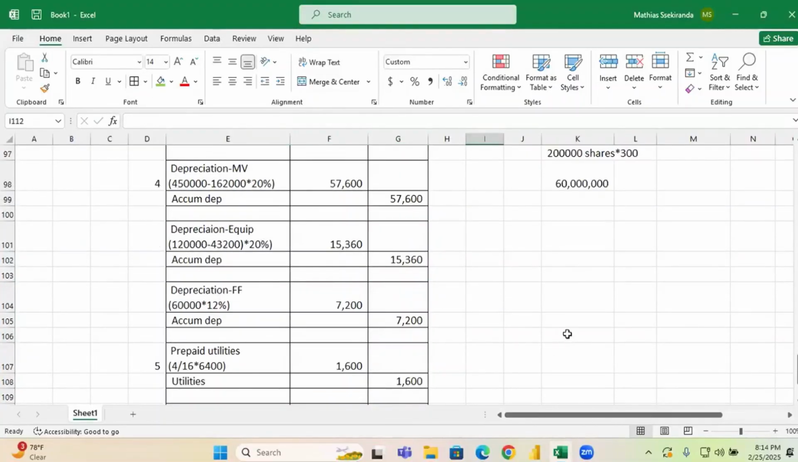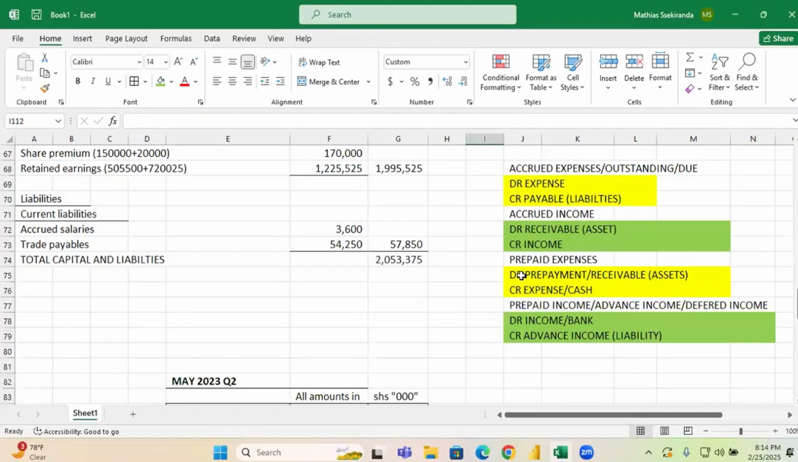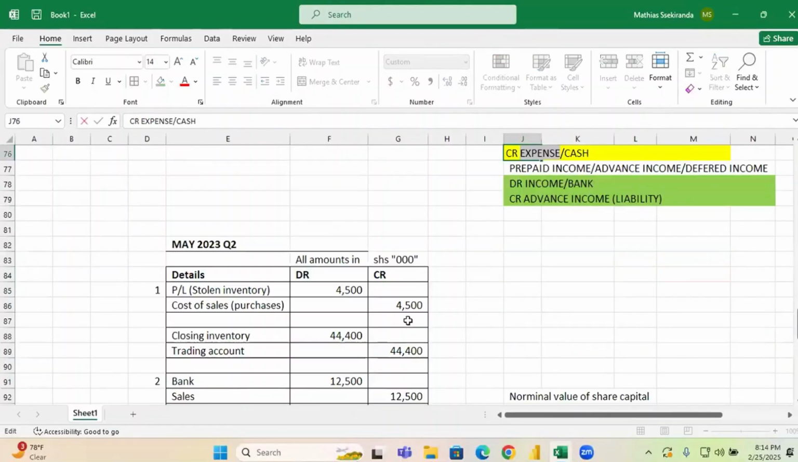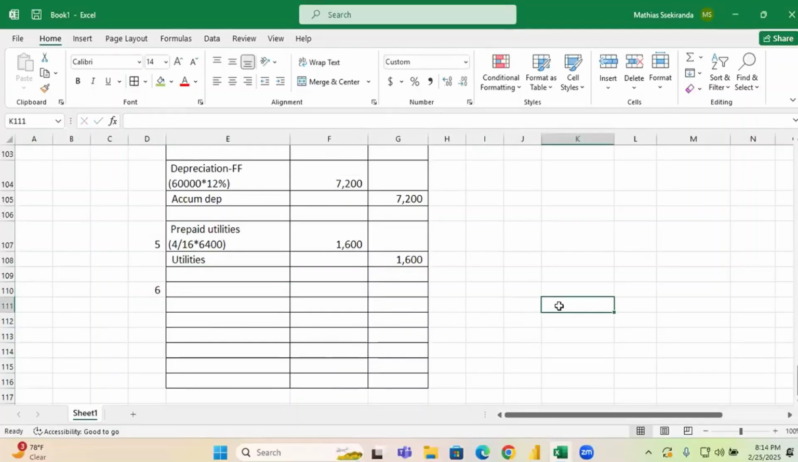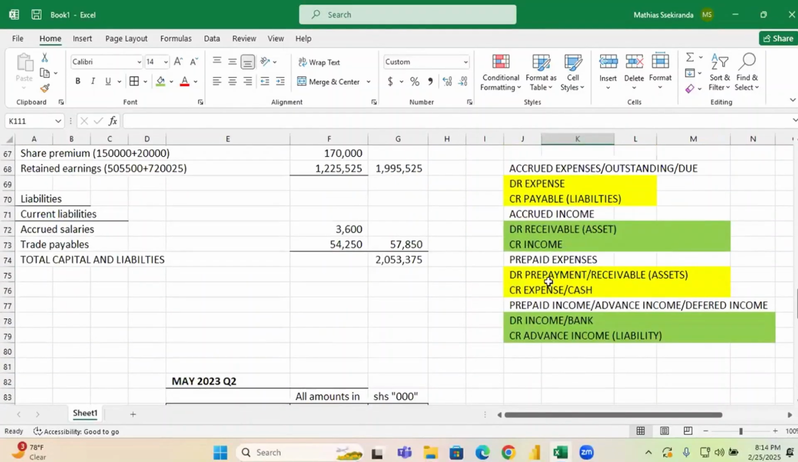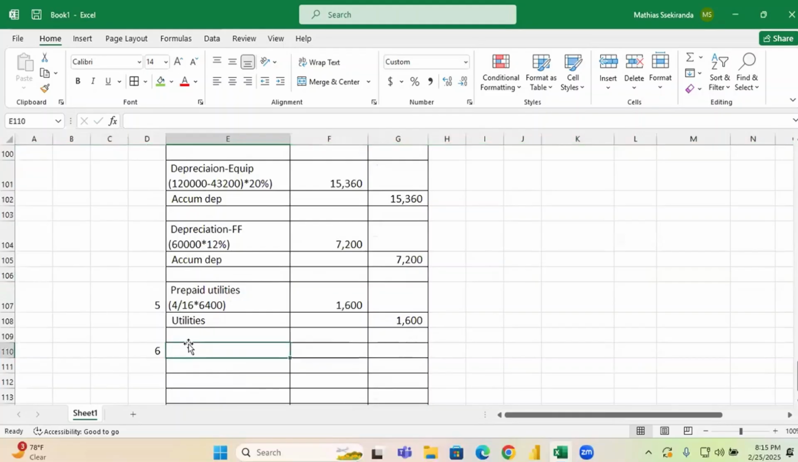And these are the double entries we passed here on prepaid expenses. You realize I told you, you debit the prepayment. In this case, it is the prepaid utilities, or you can call it utilities receivable, and credit the expense. So here we are reducing the expense since they had already paid and entered them before. If I'm just paying them right now, I'll credit cash. But since the figure is already under expenses, I'll credit expenses to reduce the expenses.